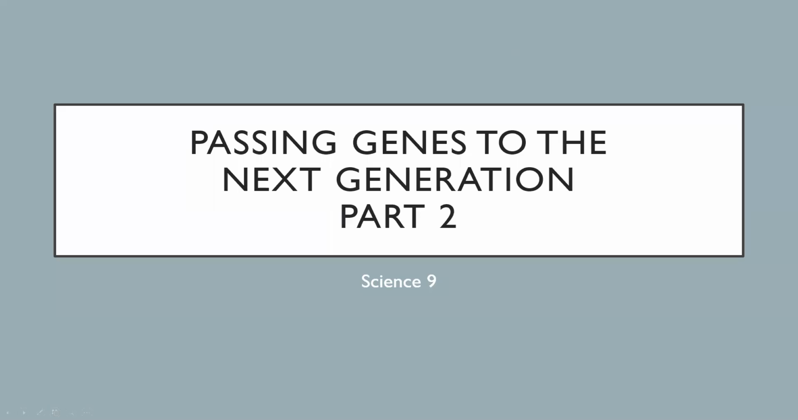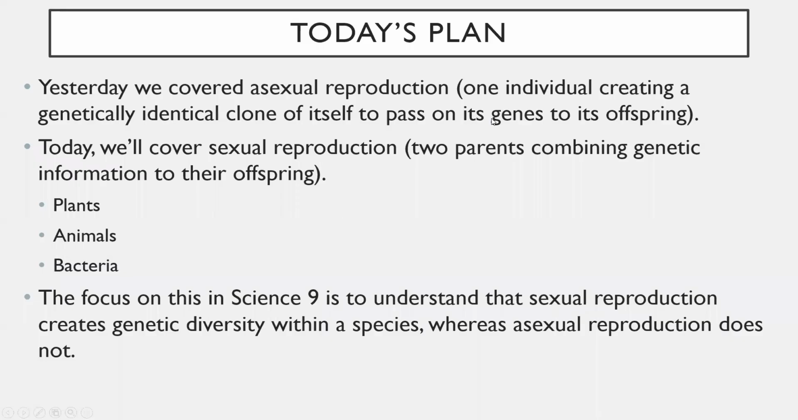Okay, so we're going to continue the discussion from last class today. We're going to talk about passing genes to the next generation, part 2. Here we go. So yesterday, we covered asexual reproduction, which is one individual creating a genetically identical clone of itself to pass on its genes to its offspring.